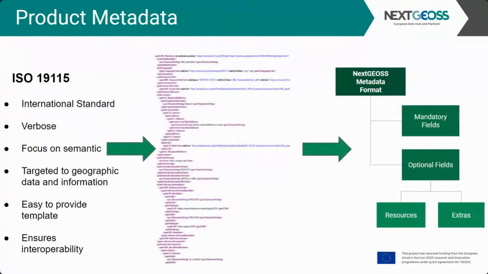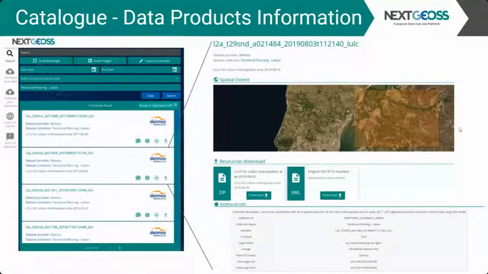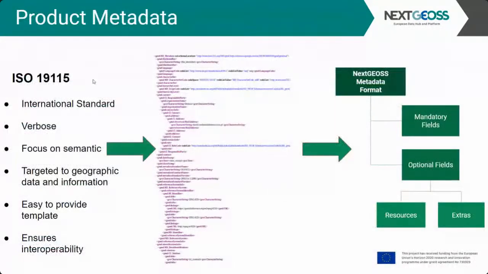That product metadata that you saw in the catalog, that you can browse, for instance by doing spatiotemporal searches within the catalog, follows an international standard, ISO 19115. By being an international standard, like I said, it ensures interoperability with the different catalogs that you might have by other catalog providers.